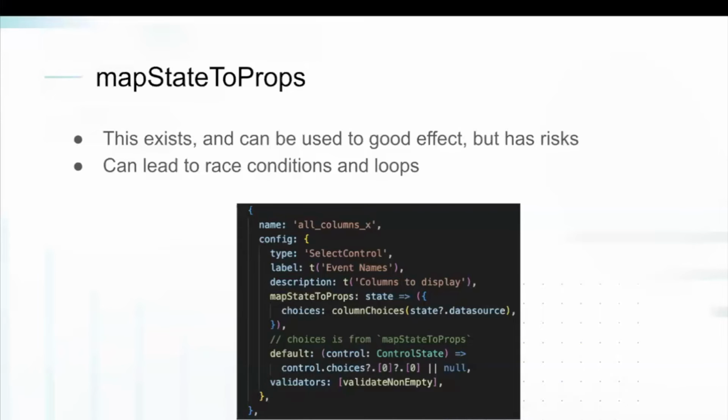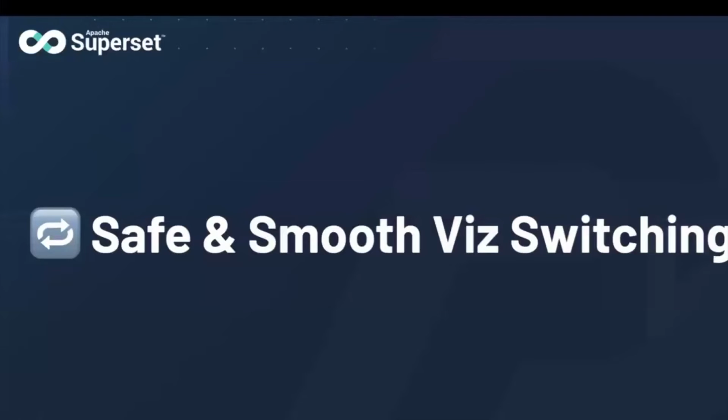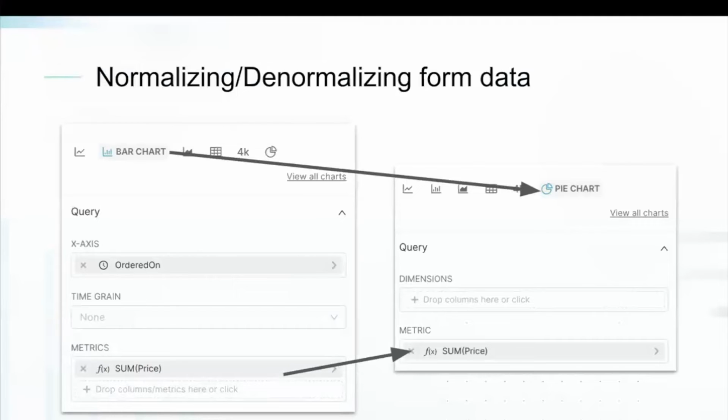And another best practice as far as user experience, besides hiding and showing relevant things, is making it easy for your users to switch between visualizations, because this is, after all, a data exploration tool, and you're most likely digging around in your data trying to find the right visualization to tell the data story you want to tell. What is going to show some insight in a better way than some other visualization. And we do this by normalizing and denormalizing form data. And what that means in the terms I usually use is safe or smooth viz switching.